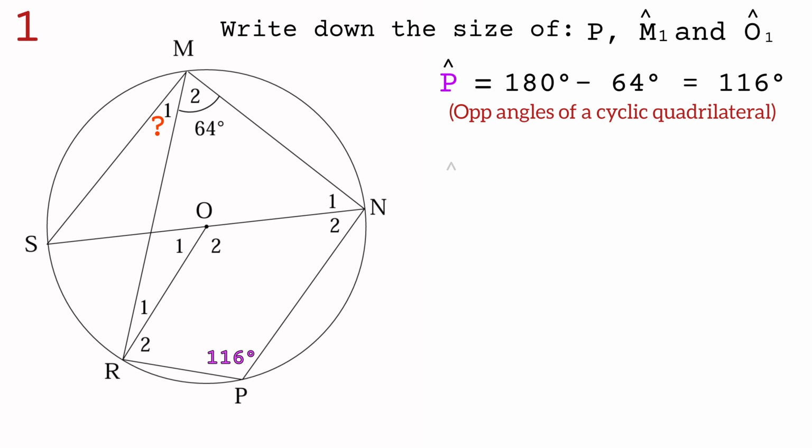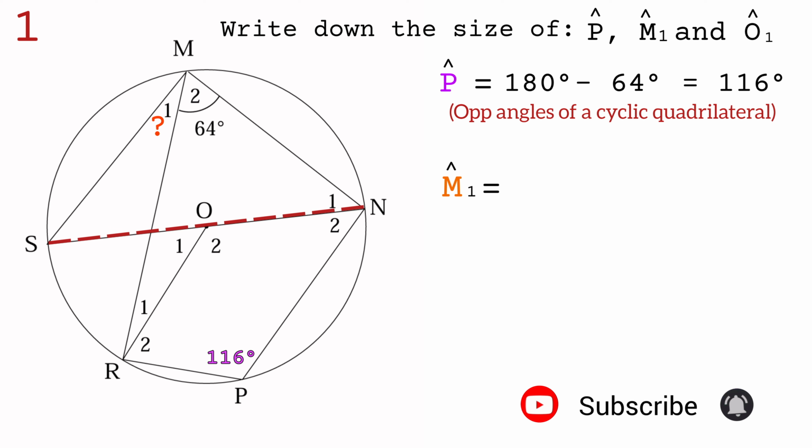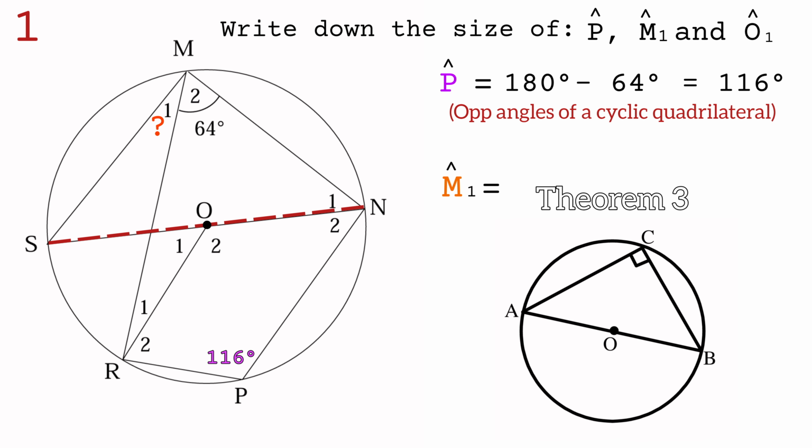To find the size of angle M1, we need to understand that a diameter is a line that passes through the center of the circle, and it is 2 times the length of the radius. The line SN passes through the center of the circle, so this line is a diameter. Theorem 3 states that the angle subtended at the circle by a diameter is a right angle, and we say that the angle in a semicircle is equal to 90 degrees.